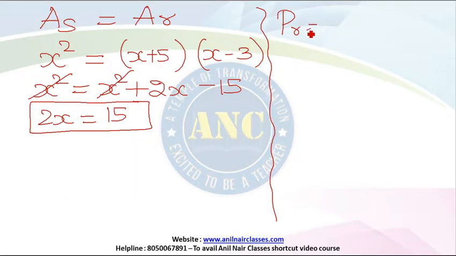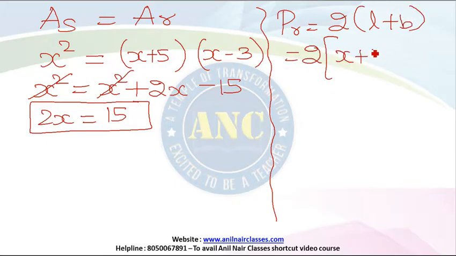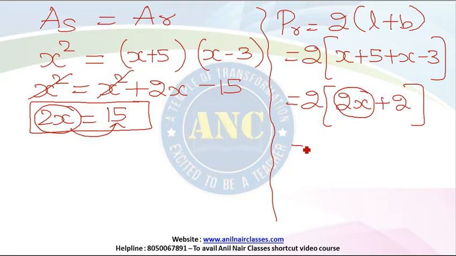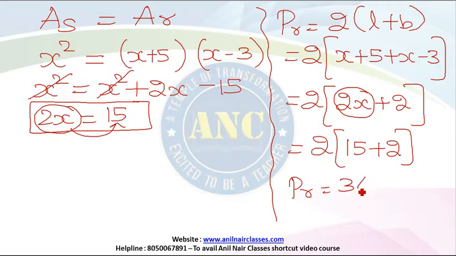Perimeter of the rectangle is 2 into L plus B. That means this is 2 into L value x plus 5, B value x minus 3. When I simplify, this is 2 into 2x plus 2, but I know the value of 2x directly as 15. Substitute the 2x value here. This becomes 2 into 15 plus 2, 17 times 2. Perimeter of the rectangle is 34 centimeters, which is my option D.